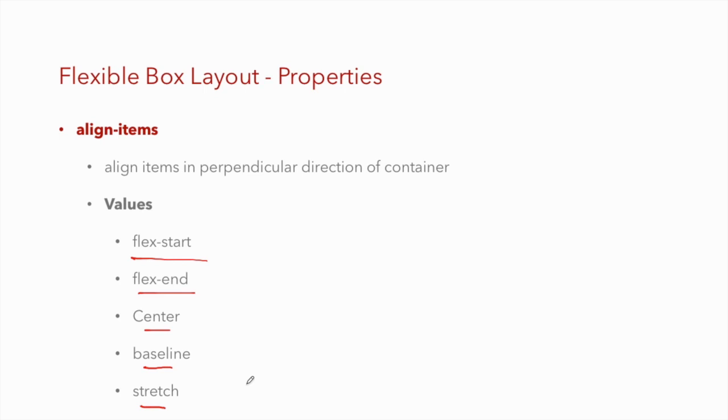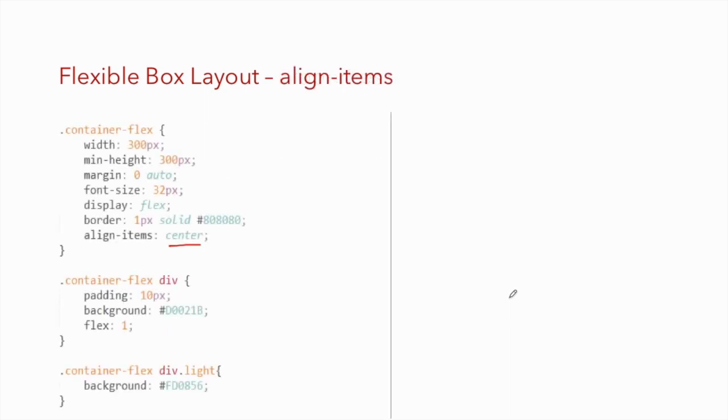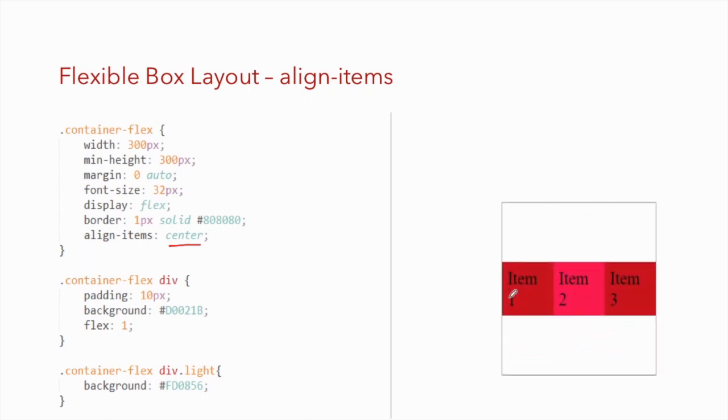What stretch is going to do is stretch the height of all the flex items and try to occupy the complete height of the flex container. And in case of baseline, the flex items are aligned to the baseline of the container. So here is one example, and we can see that we have specified align items as center, and that is why the flex items are aligned to the center.